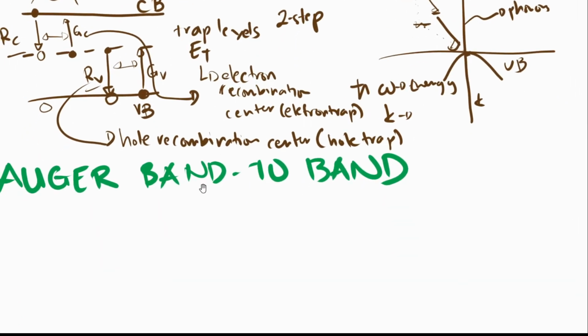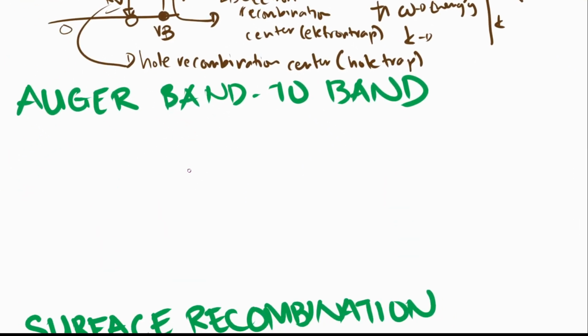Another recombination mechanism that we have is Auger band-to-band recombination. In Auger band-to-band recombination, the energy that is released when an electron recombines with a hole is transferred to a third particle called an Auger electron or Auger hole. The energy of the third particle is then subsequently released in the form of heat or a photon. Auger recombination is an extrinsic non-radiative mechanism, more effective at higher temperatures and for smaller bandgap semiconductors.